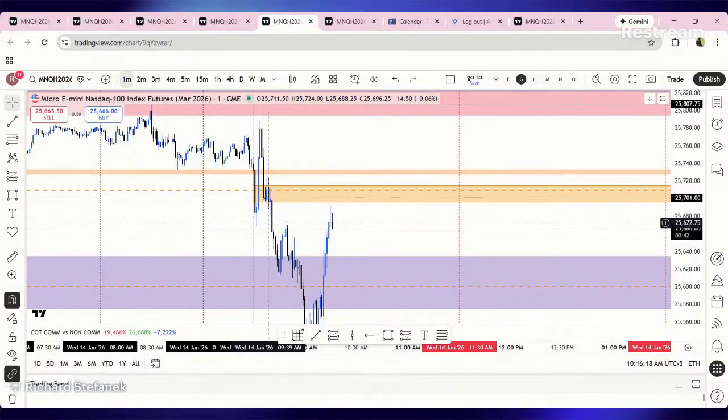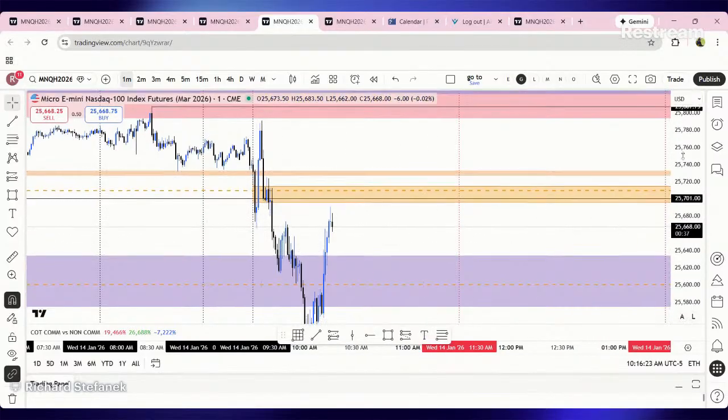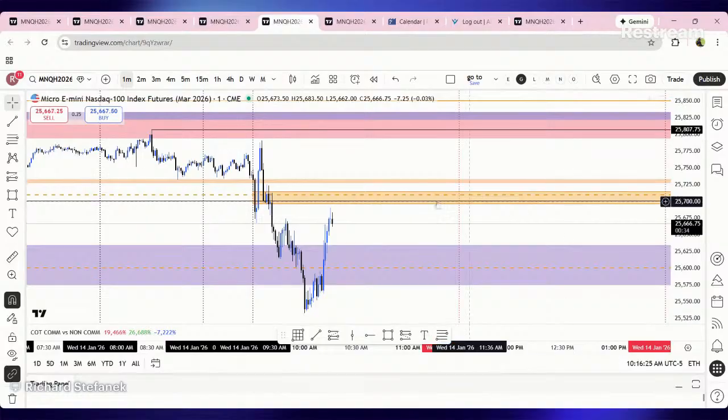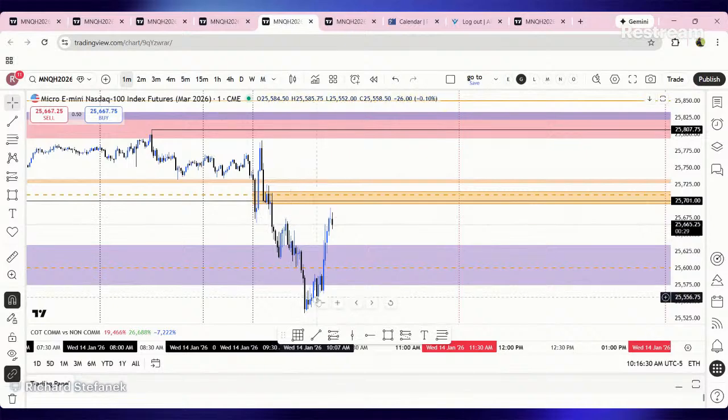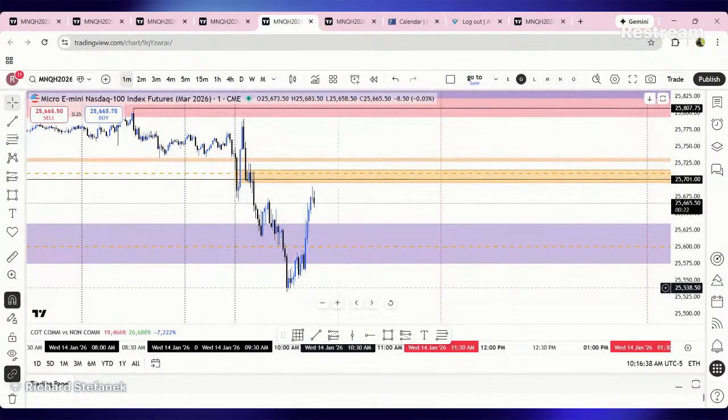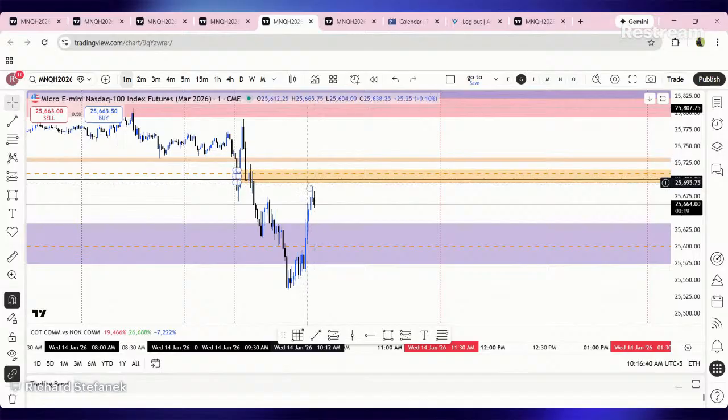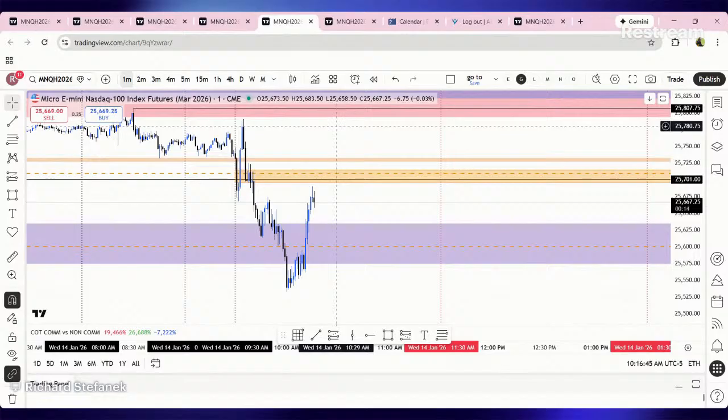It's inside this fair value gap right now. We also have this bullish breaker right here. We have this order block right here. So I still think this is unfinished business. So I'm gonna wait. Just chill out.